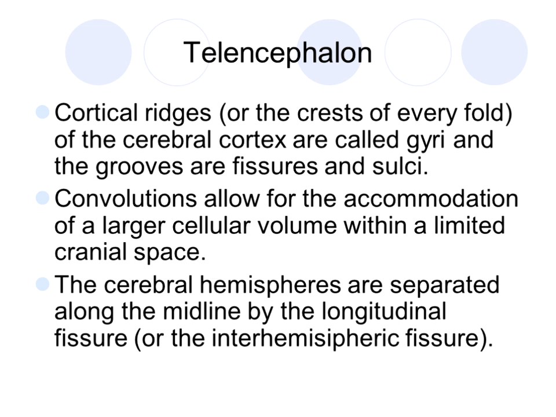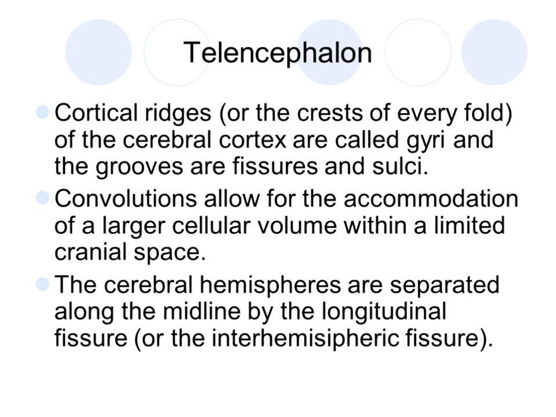Cortical ridges are called gyri, and the grooves are fissures. Well, I guess convolutions, what's the right word then? Anyway, convolutions allow for the accommodation of a larger cellular volume within a limited cranial space. Because you have to think about the fact that all of this brain, this soft matter, is encased by bones. It's a bony skull. So that's why, when swelling occurs in the brain, you have to remove the skull, because the brain has nowhere to go. Okay?